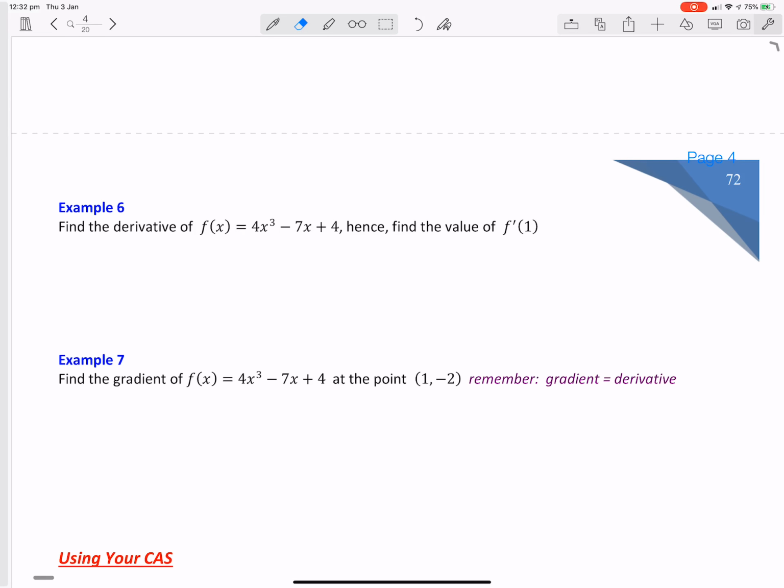Okay, so find the derivative of 4x cubed minus 7x plus 4. First find the derivative, f dash of x, which is 12x squared minus 7. And find the value of f dash of 1, so that means find the gradient when x equals 1. So we just sub 1 in, 12 minus 7 is 5.